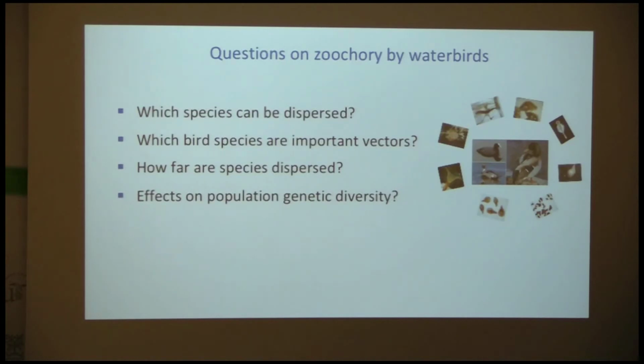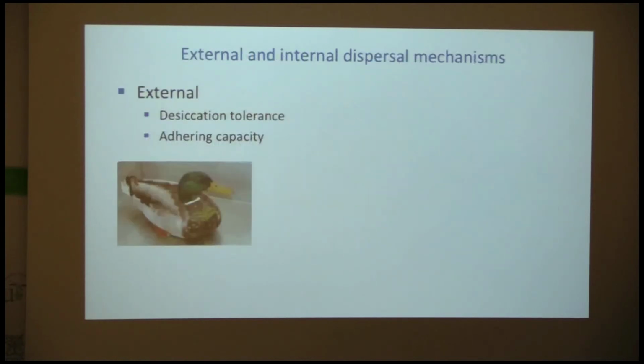So today I would like to structure the talk with about 4 questions: which species can be dispersed, which birds may be important vectors for these invertebrates and plants, how far can they actually be carried, and do we see any effects on genetic diversity of the dispersed species. First question, which species can be dispersed?